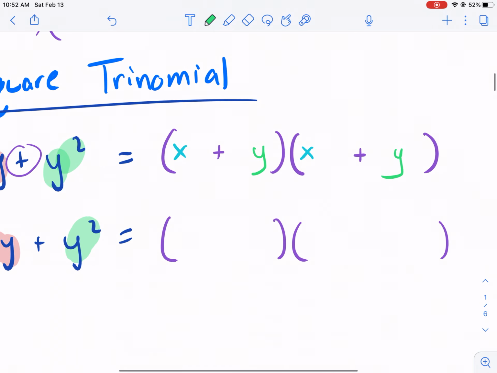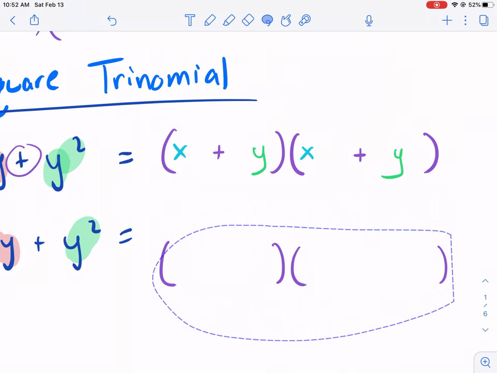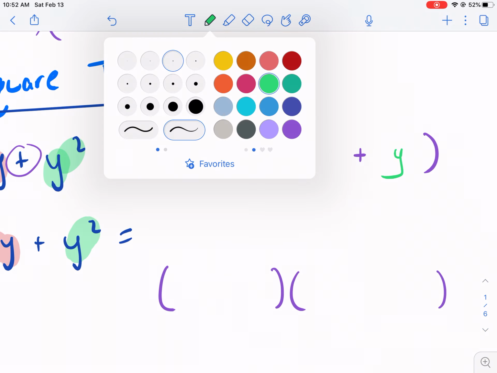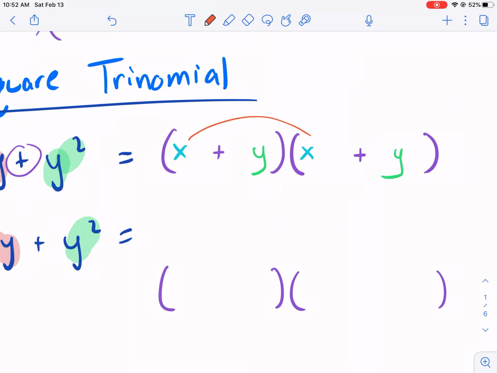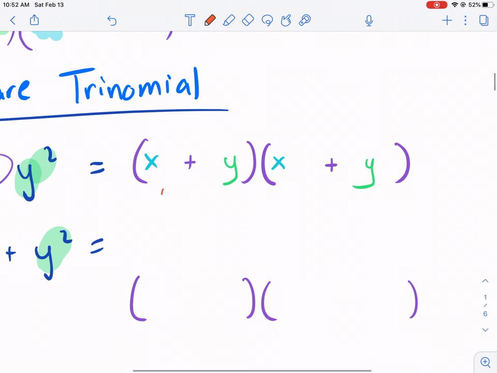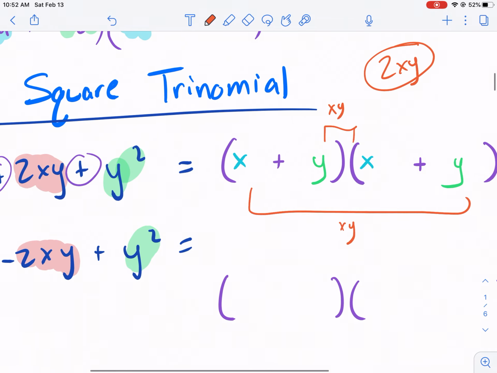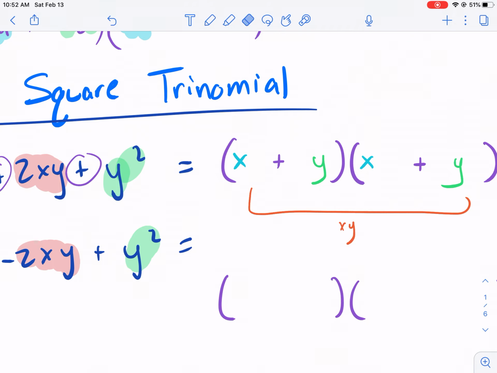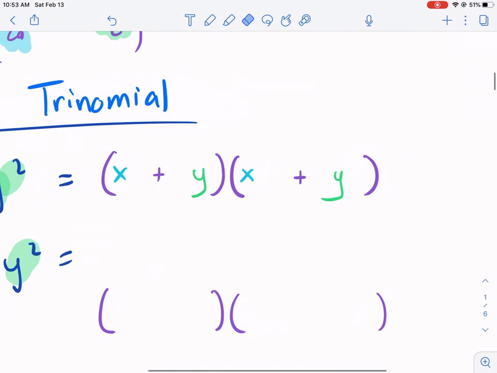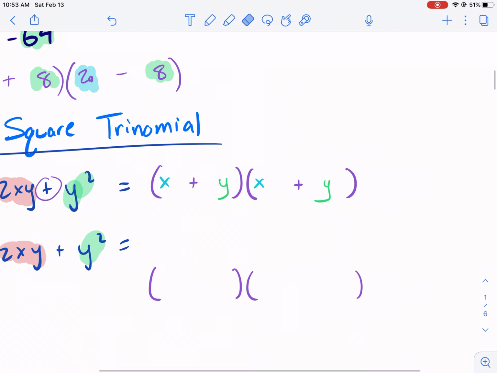Why is that? Actually, let me move this down a second. The reason why that works is because if we multiply our first terms, x squared, and last terms, of course, y squared, that's why we take the square root of those, just like before. But if we multiply our outside and inside terms, we get xy and xy. What happens when we add xy and xy? We get 2xy. That's where the middle term comes from, the product of the square roots of those two terms.